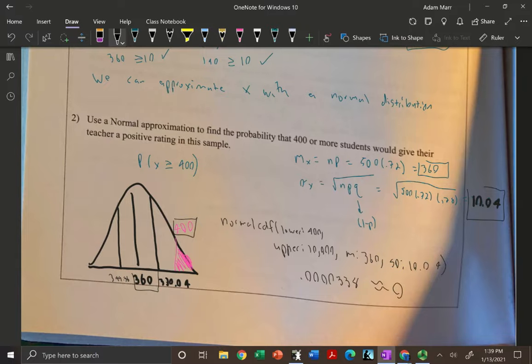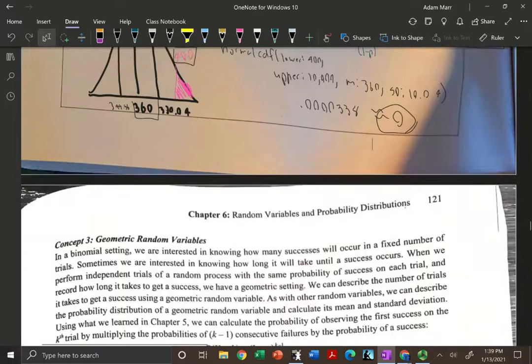So the probability that 400 or more students would give their teacher a positive rating is essentially about 0, okay? Or exactly 0.0000338. Actually, that's approximating too, because it's a decimal that never ends, okay? All right, so that is there.